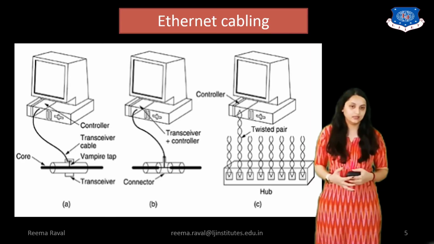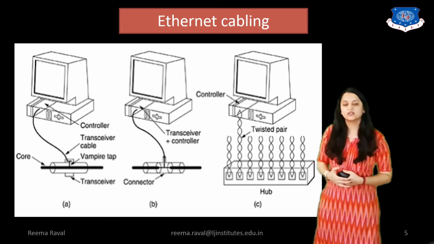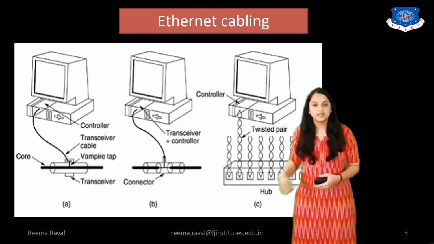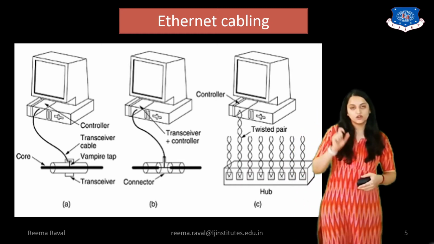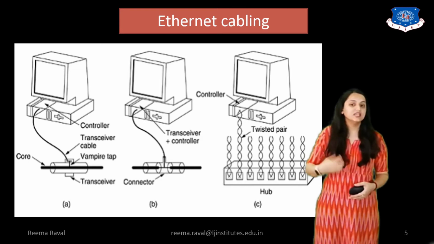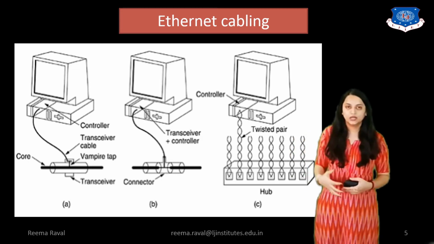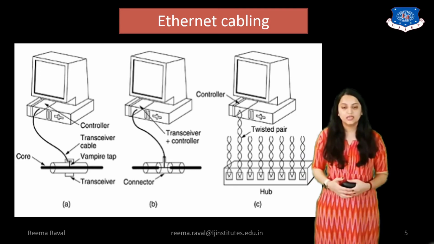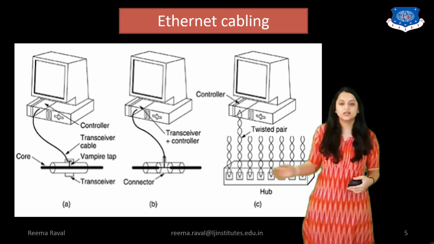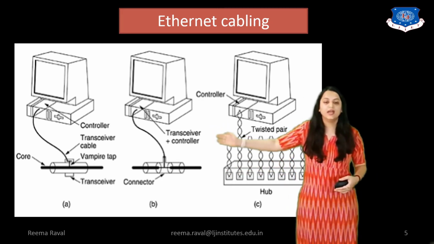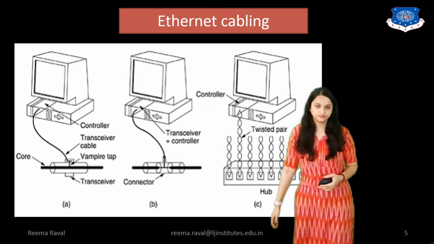Now, the next is Ethernet cabling diagrams. The first one is the cable where the transceiver is indicated. A transceiver is the combination of transmitter and receiver, where using the vampire tap, the cable is connected through the controller, and here the core cable is there. The second one is the coaxial cable where the connector is indicated, and here the transceiver plus controller is there, which is connected to the main computer devices.